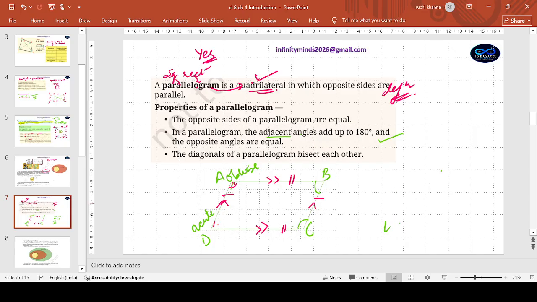Next. The diagonals bisect each other. Diagonal BD and diagonal AC would meet in such a way that they would meet at the midpoint. What does it mean? So is it the same as a rectangle? No, not at all.